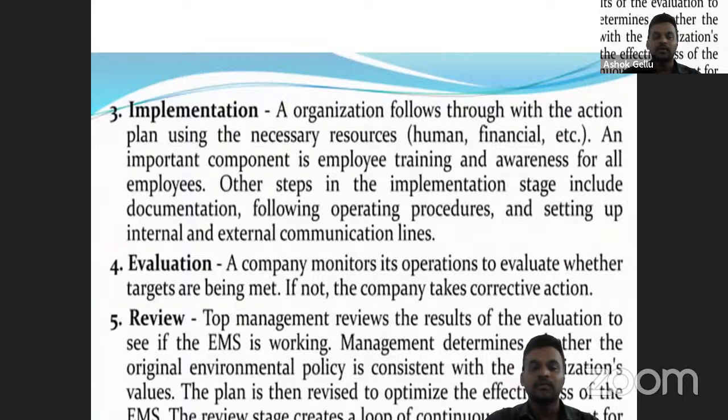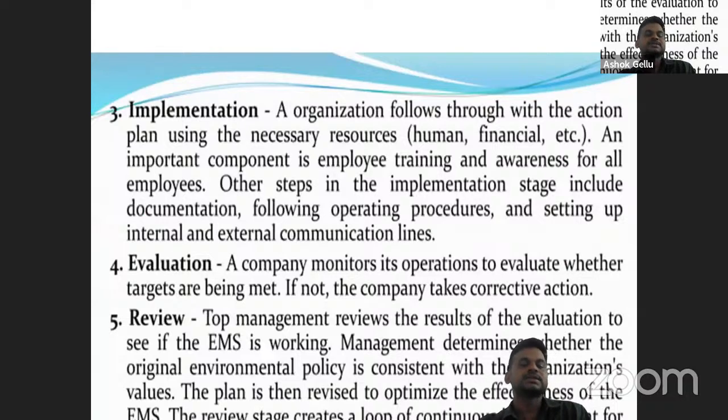Implementation. An organization follows through with the action plan using the necessary resources, for example, human and financial. An important component is employee training and awareness for all employees about the environmental consequences and safety standards that reach the environmental management plan.